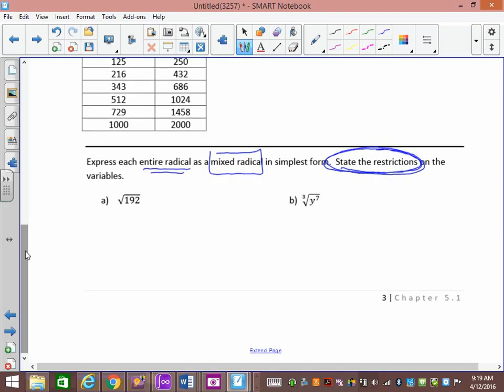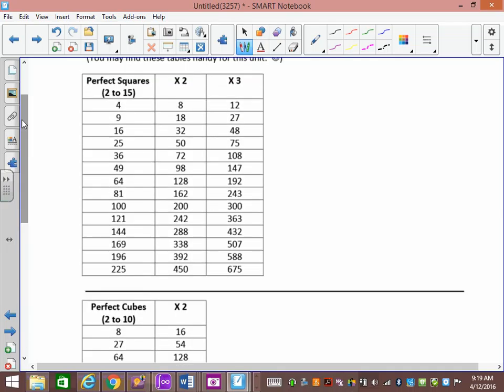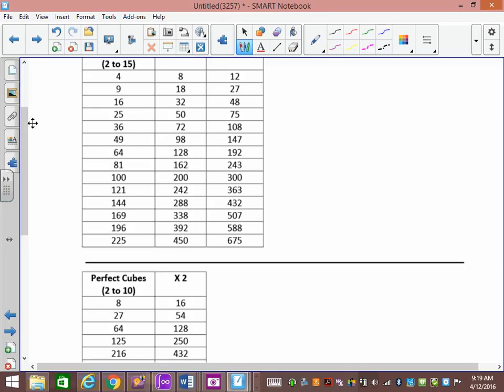So this is the square root of 192. I'm going to try and figure out what perfect square I can divide 192 by, the biggest one, and reduce it. So I start working my way down. I go 192 divided by 4, 192 divided by 9, 192 divided by 16, 25, 36, 49, 64, 81. Once I hit 100, it's not going to be divisible anymore. It's too big of a number, right? 192 divided by 100 is never going to happen.